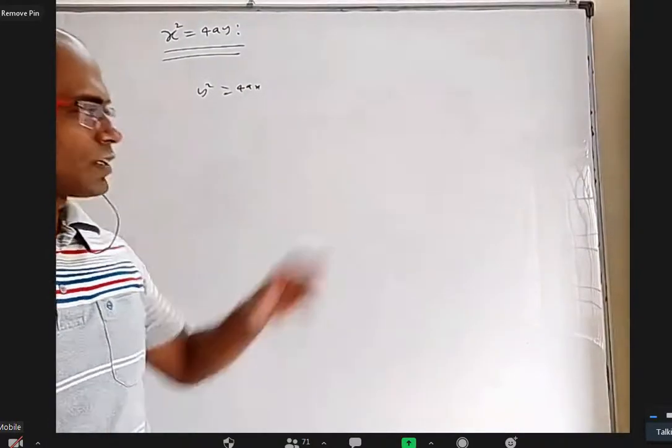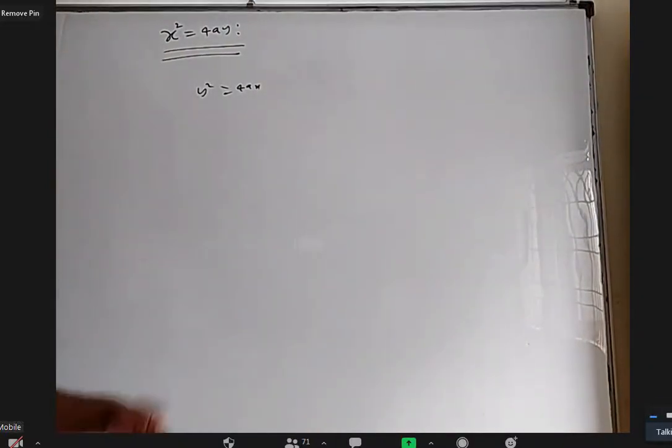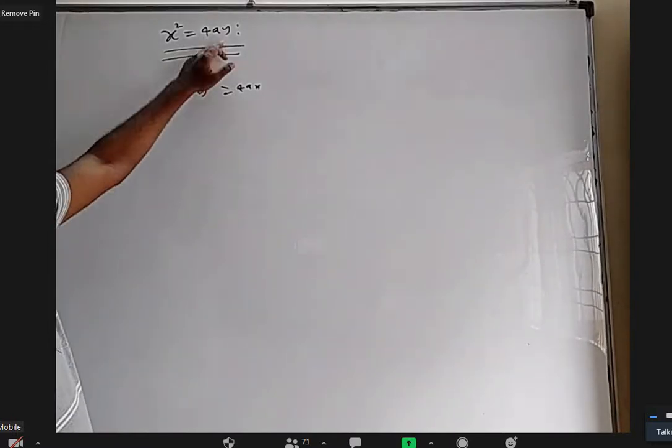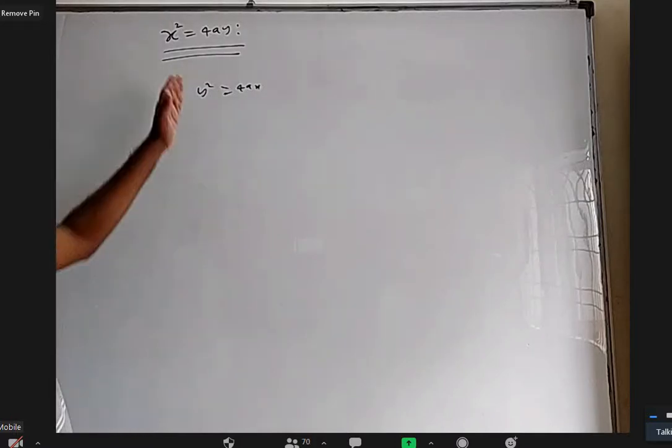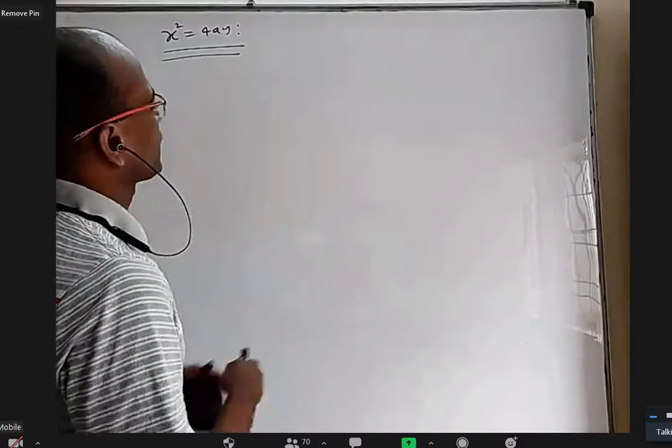Rotation of axis. Earlier we were saying translation of axis, now it is rotation of axis. When you rotate by theta equal to 90 degrees, small x will become capital Y or minus capital Y, and small y will become plus capital X. So it is like capital Y square equal to 4ax kind of. But anyway, the graph of this is very simple.